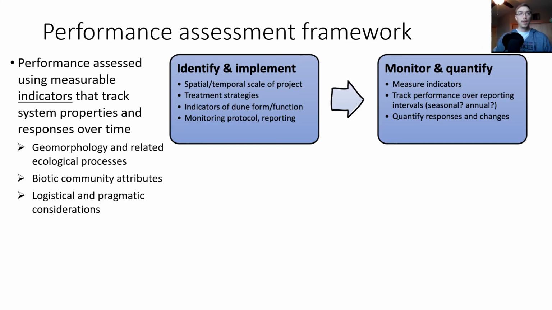So here we can see what we call a performance assessment framework. The idea is that you are using measurable indicators to track the system properties and responses over time. So geomorphology and ecology, biotic community attributes, logistical or pragmatic considerations. You can see in the first two boxes here, identify and implement. You need to identify your spatial and temporal scale of your project, your treatment strategies, your indicators of landform, form and function, and what monitoring and reporting protocols you're going to use.